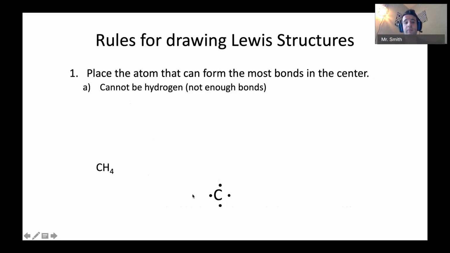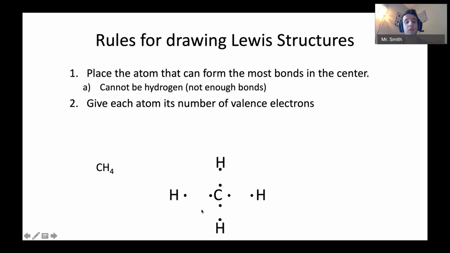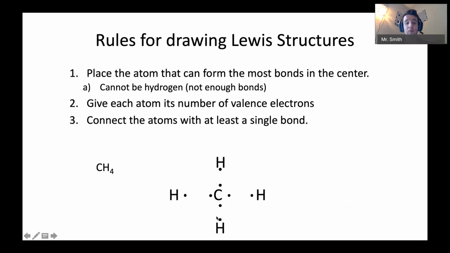Boom, you do that. And then what you do for step number 2 is give each atom its number of valence electrons. So you'll notice that carbon's got 4 here, and each hydrogen has 1 because hydrogen has 1 and carbon has 4. I know this can be a little bit confusing, so hopefully these 2 steps make sense. We put the atom in the center that can form the most number of bonds, and then we just put every other atom around it, and then we're going to give each atom its number of valence electrons, and then the third step is going to be connect the dots, right?